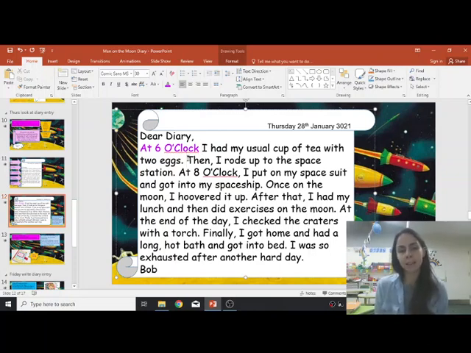Okay, so our next sentence. Then, the actions give you a clue. Then I rode up to the space station. Okay, so our time connective was, see if you can point to it before I turn it purple. It was then. Okay, so well done if you got that one. Don't worry if you didn't, because you can see it now, so you can just keep practicing.